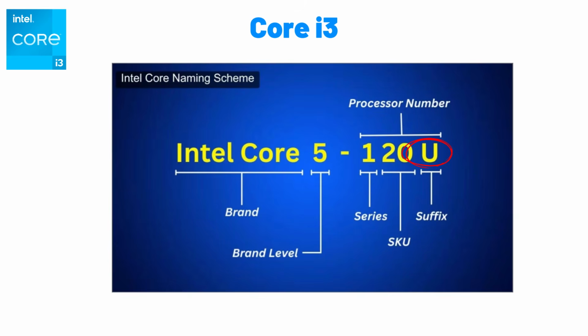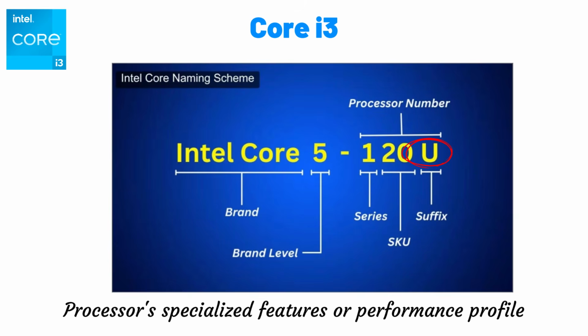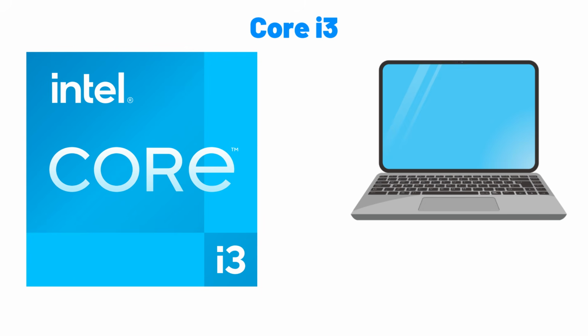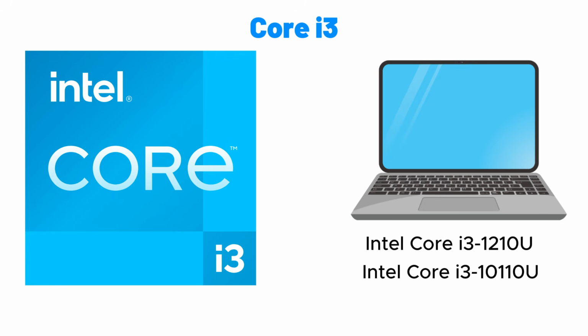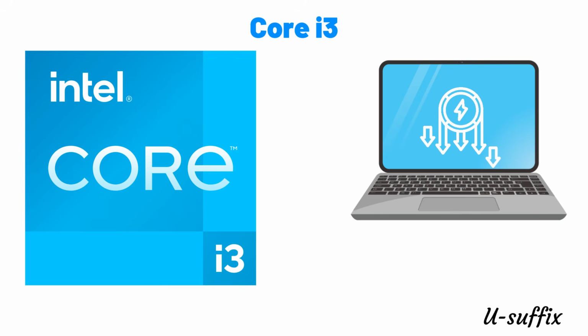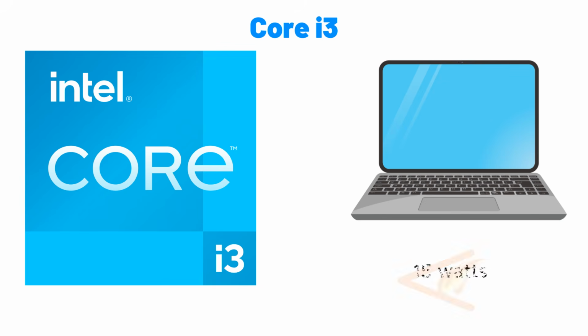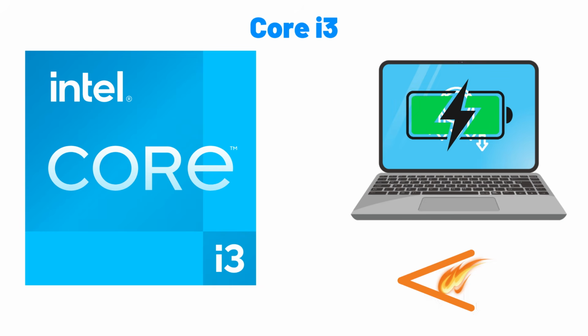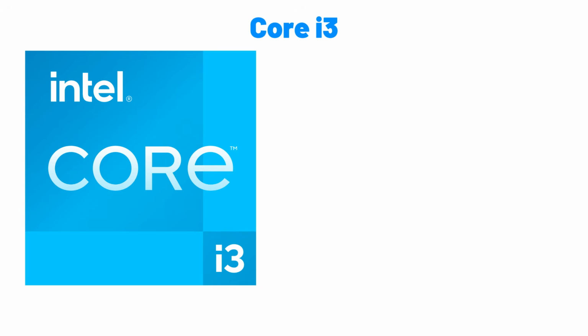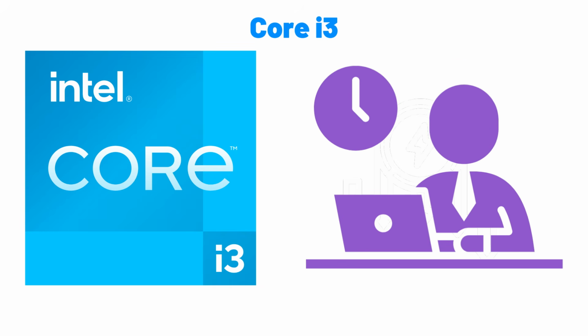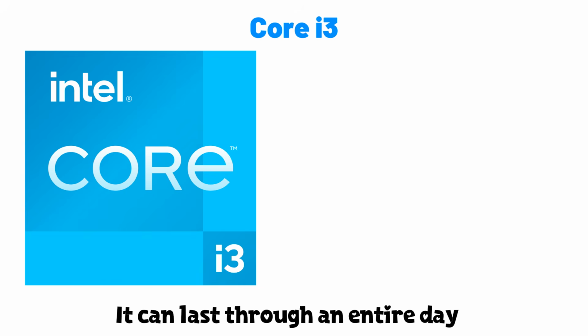That suffix indicates the processor's specialized features or performance profile. U suffix, laptops. Laptop versions of the i3 often have the U suffix. This means the CPU is designed to limit its power consumption, often around 15 watts, which allows the laptop to produce less heat and achieve longer battery life. This is ideal for office workers or students because they do not have to keep recharging their laptop, as it can last through an entire day.